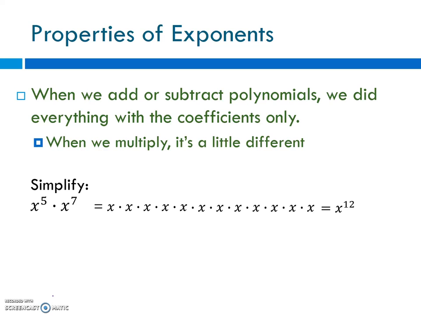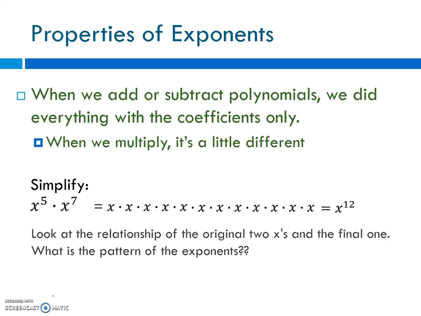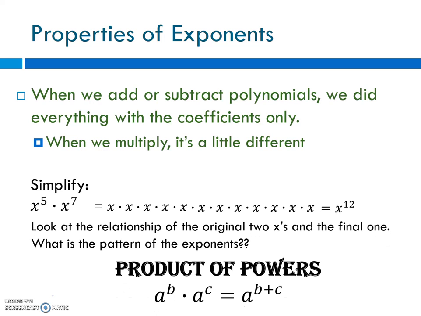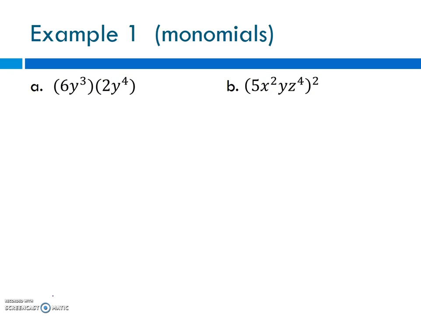And so what we can come up with is a shortcut to that. Since they have the exact same bases, we have our product of powers rule. Whatever the exponents are, we can add them together. This is a really important rule for you to write down. The product of powers: a to the b times a to the c equals a to the b plus c. And you can see it taking place in the example right above that. All right, so let's look at an example of that.